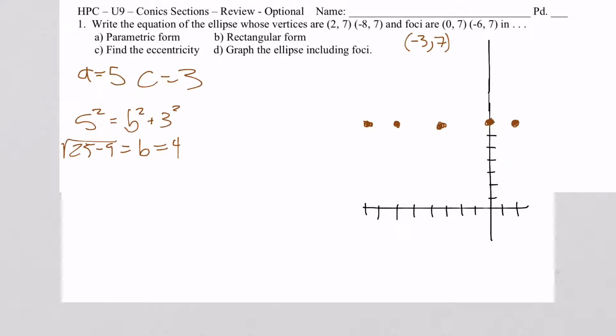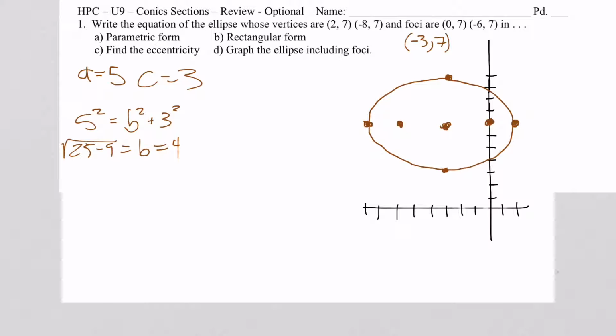That tells me from that point I need to go 4 up and 4 down. So I can do that. I can go 4 up, 1, 2, 3, 4, and 4 down from the center as well, and plot that to get those co-vertices. So I've got all those points plotted, and now I can sketch in the shape of this hyperbola. No, this ellipse, I should have said, to the best of my abilities.